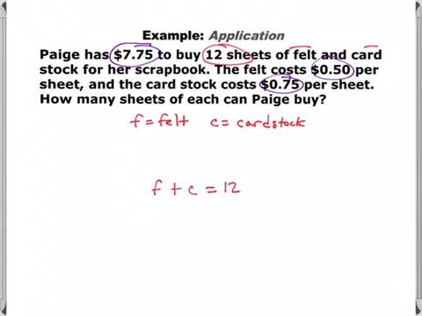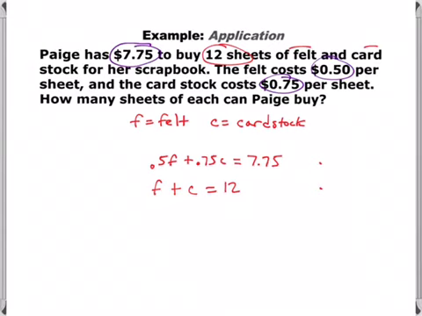Now we'll talk about how the money comes into this. Well, we know that felt costs 50 cents per sheet, where cardstock costs 75 cents per sheet, and Paige spends a total of $7.75. So these become our two equations. We have one dealing with money and one dealing with quantity.